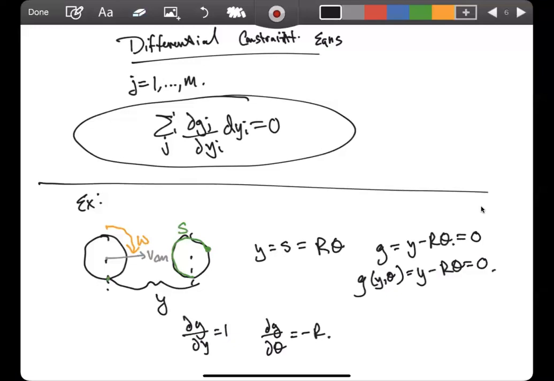Nice easy example. So in this case, this would be my constraint equation, and these would be the factors which get multiplied by my Lagrange multipliers, and then I would just have to determine my Lagrange multipliers from there.